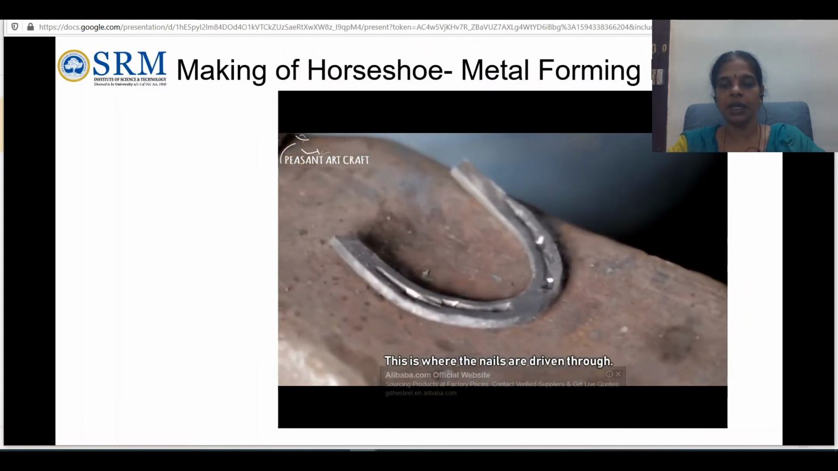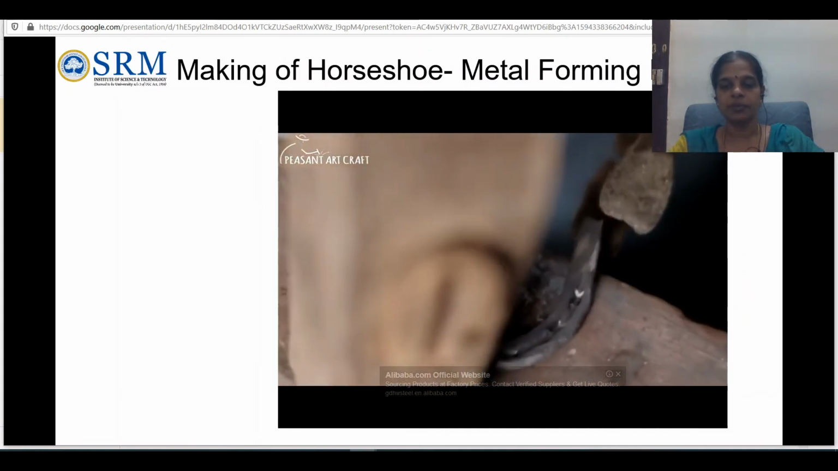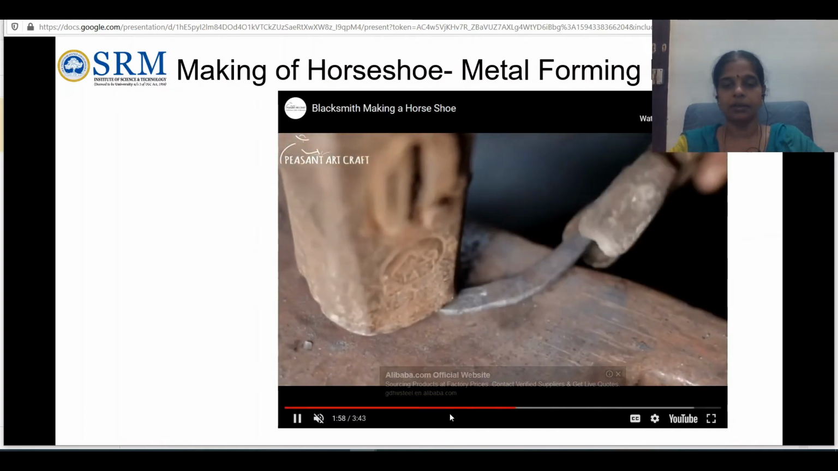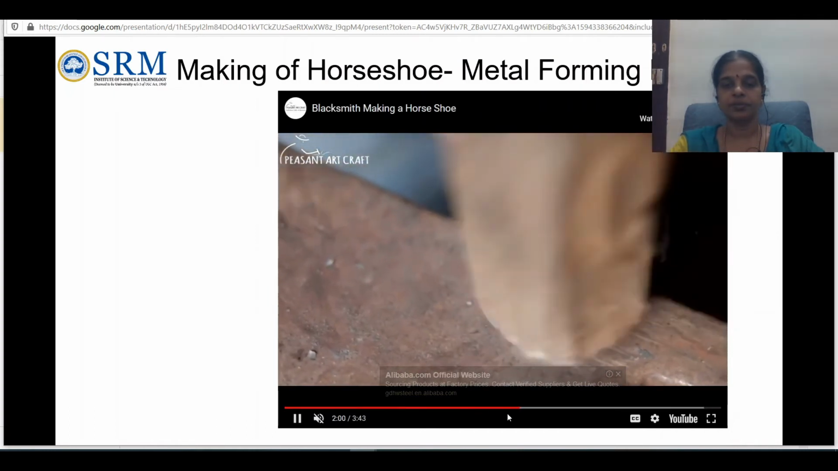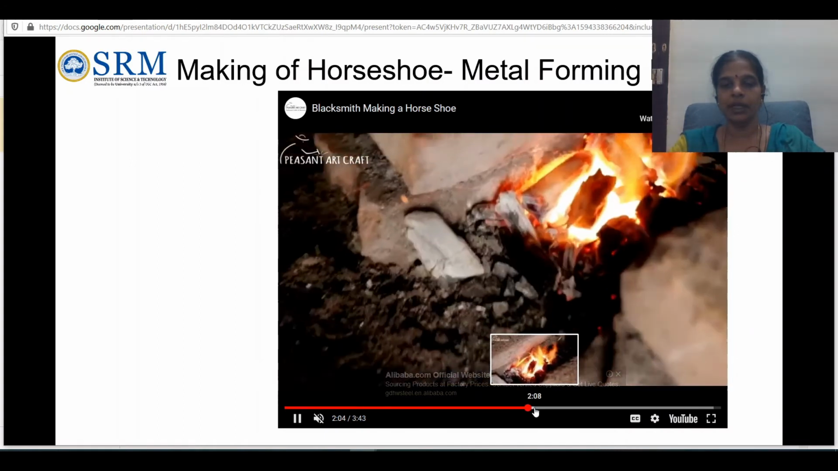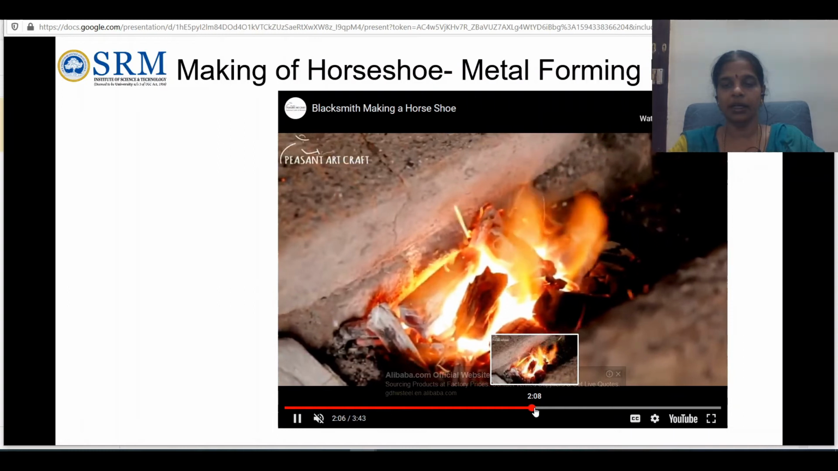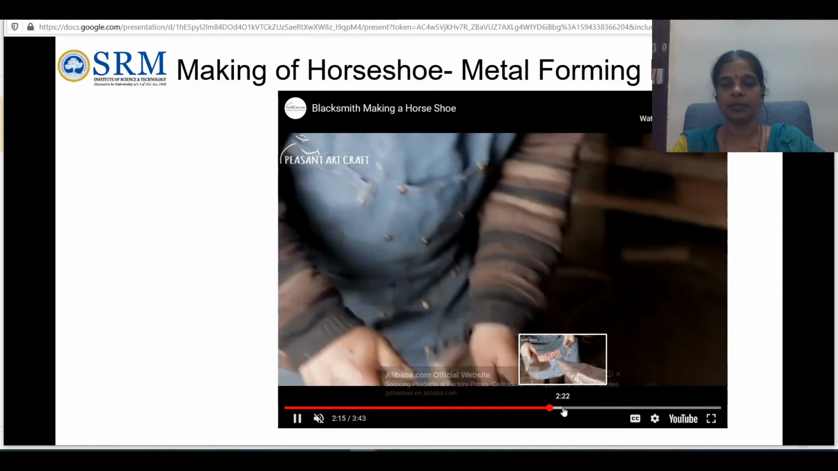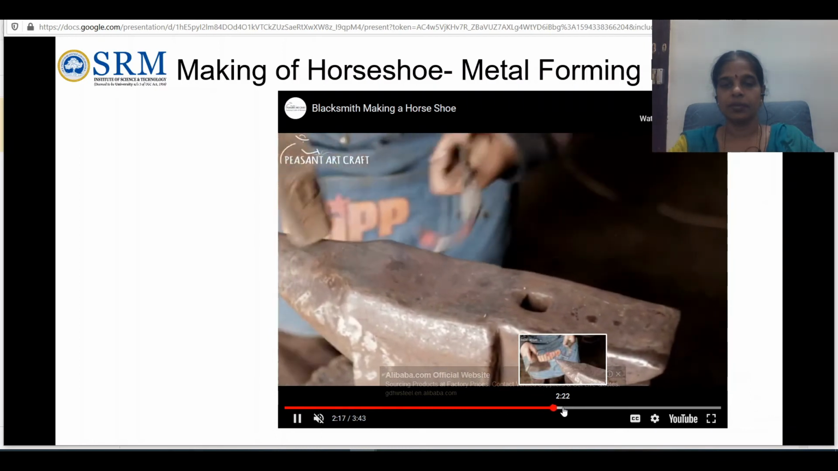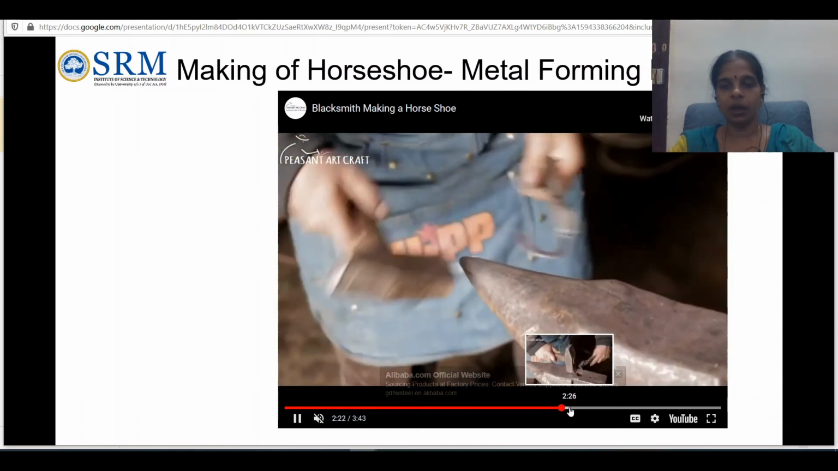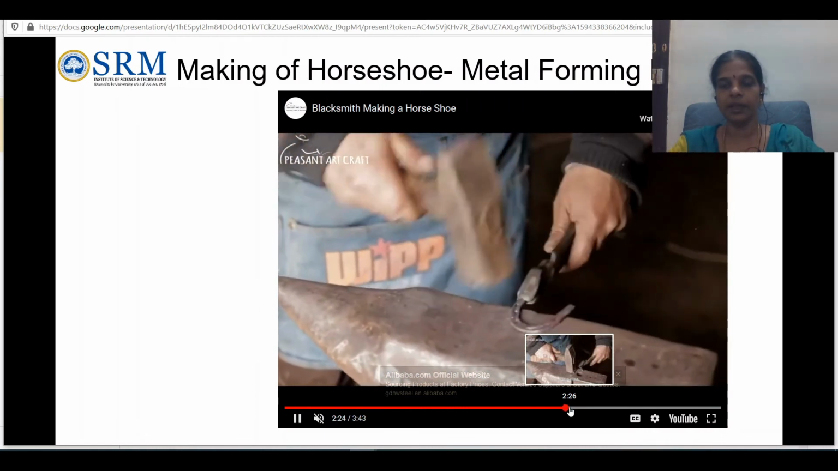He is making a nail driven through it, and again he is flattening that. So he is repeating the process. He is again heating, and then here you can see there is no metal loss in it. He is just reshaping the metal.